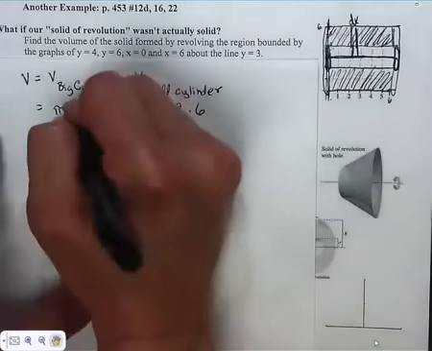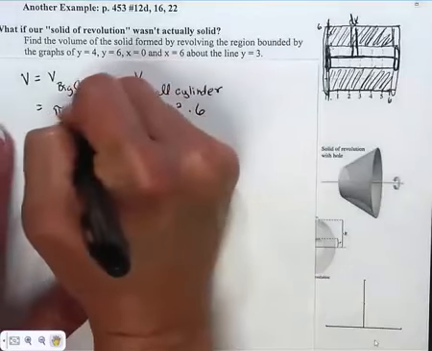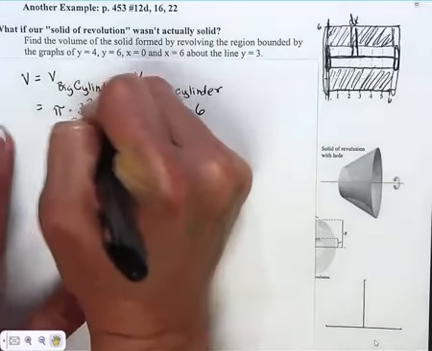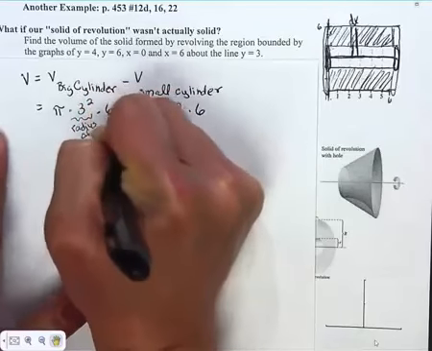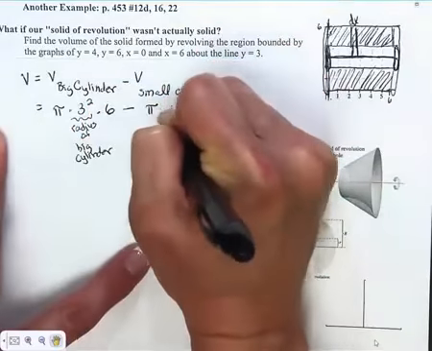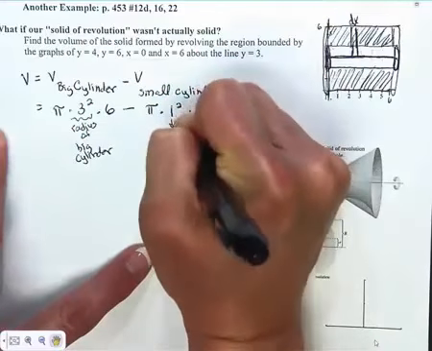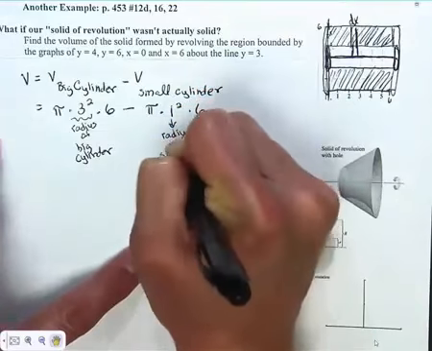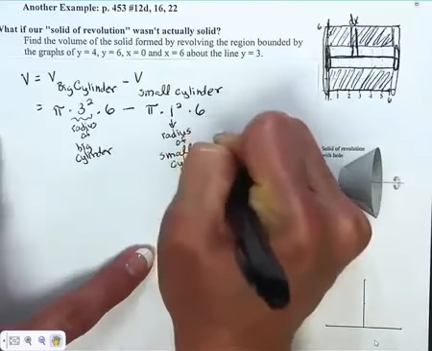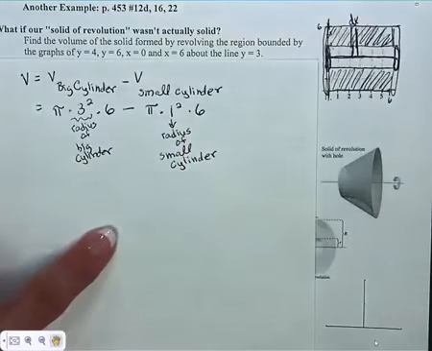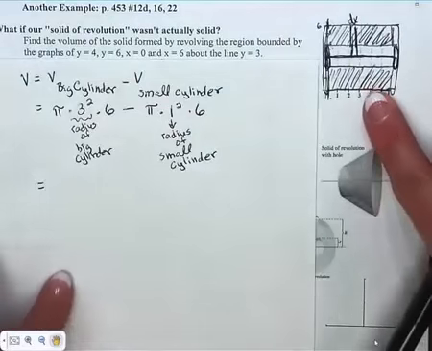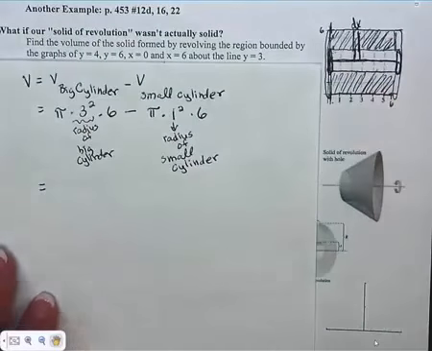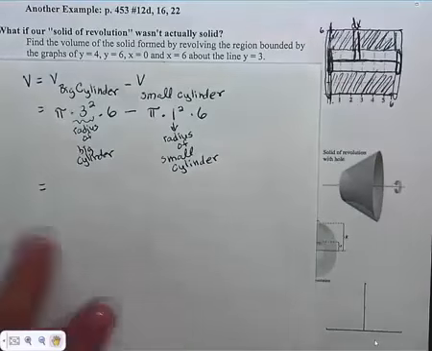So this is our radius of the big cylinder. And this is the radius of the small cylinder. And this is still called a solid of revolution, even though it has that core cut out and it's not really solid. It's formed by rotating a function around an axis, so it's still called a solid of revolution.